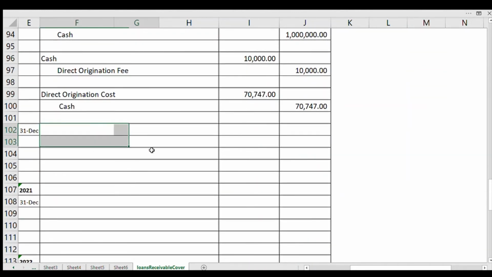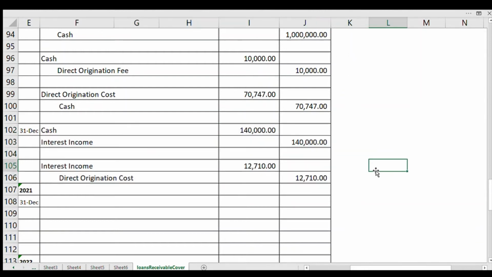70,747. On December 31st, the very first year, the bank will be recording the following. The receipt of the interest, which is 140,000. So, cash debit 140,000 and interest income 140,000. But we have to amortize the origination cost, no? So it is a debit to interest income 12,710 and the credit to direct origination cost of 12,710.